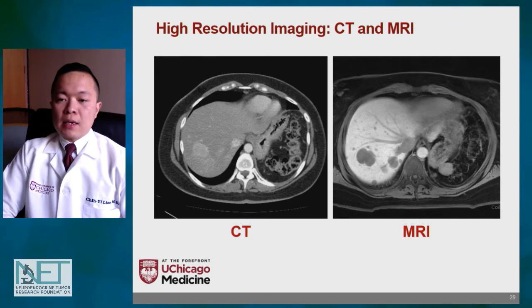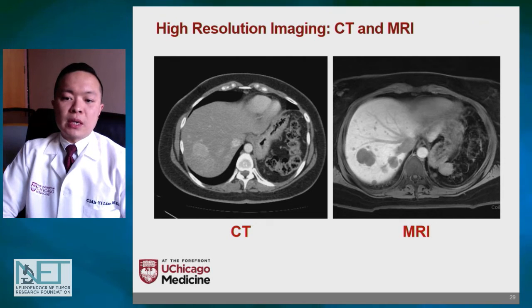On the right-hand side, you can see what these tumors look like under the MRI. And as you can see, in this particular instance, the MRI really gives a much clearer picture of the liver tumors. And in fact, you see many, many small liver tumors that are more visible on this MRI.